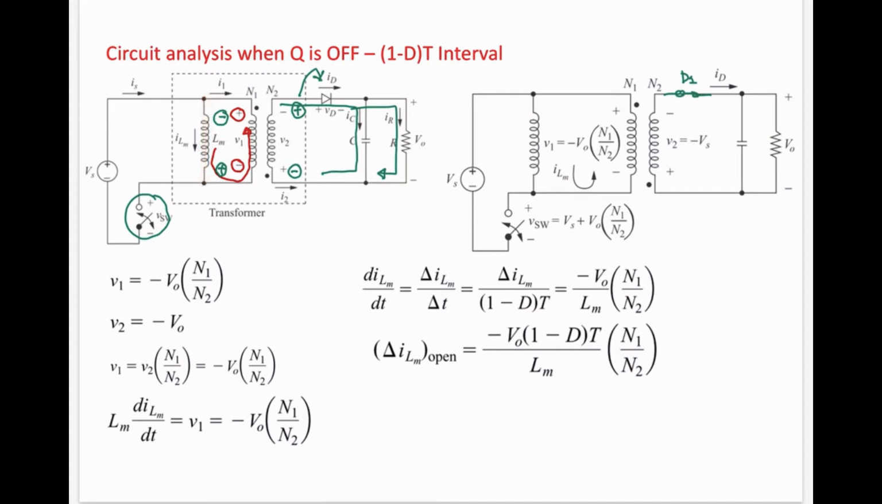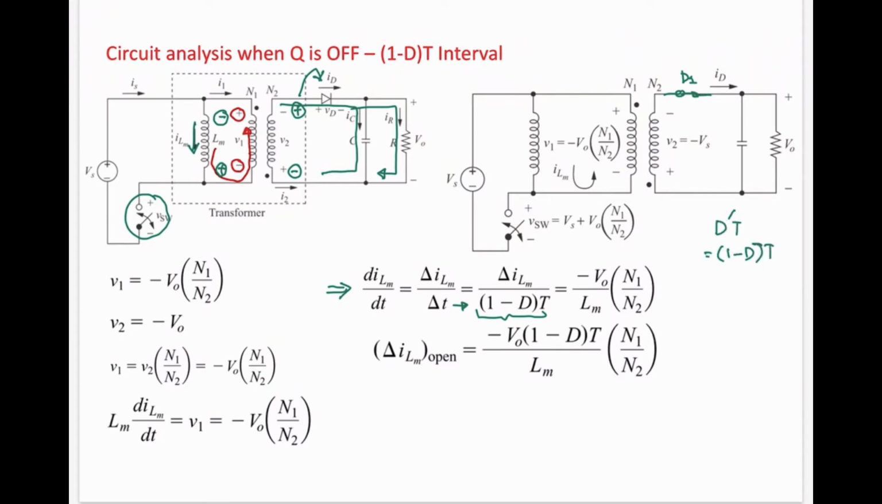So L di by dt for this magnetizing inductance must be equal to V1, and V1 is equal to minus V0 into N1 by N2. By equating these two, we can find out the slope of the current through the magnetization branch. So dILM by dt, the rate of change of current over here, that is delta ILM by delta t, will be equal to delta ILM by (1 minus d) into t, because this delta t is now the off interval, and as we have seen in the previous slide, the off interval is d prime t, that is (1 minus d) into t.